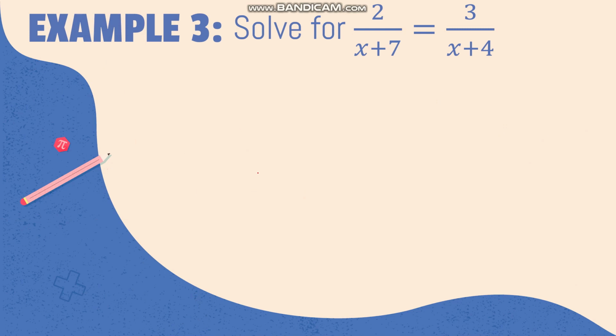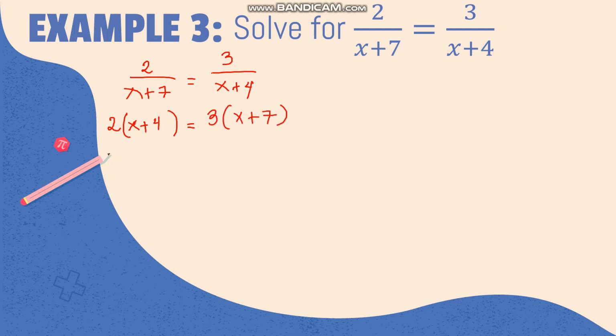Another example. 2 over x plus 7 equals 3 over x plus 4. So let's again do cross multiplication. You multiply x plus 4 to 2 and you multiply x plus 7 to 3. Again, we're doing cross multiplication. Then let's distribute. We have 2x plus 8 equals 3x plus 21.